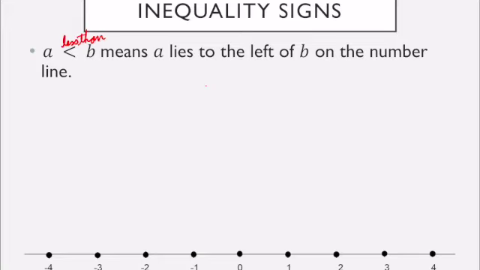And this is A is less than B, and that means that A lies left of B on a number line. So for example, 3 is less than 4 because 3 is to the left of 4.